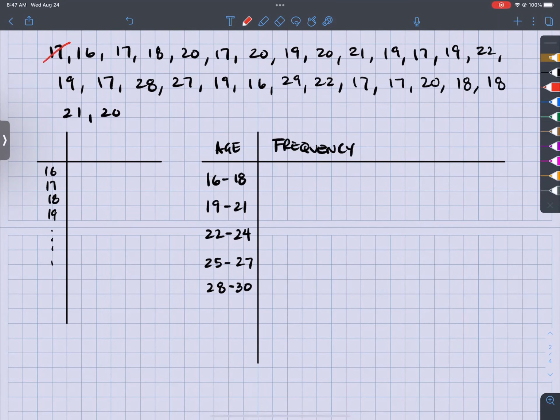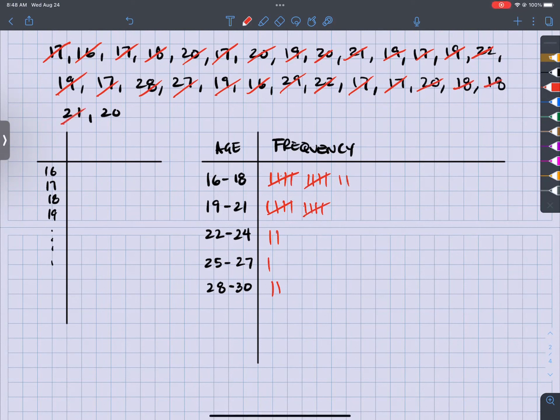So what I would do is say, okay, I got 17 here, I'm going to put a dash there. 16 here, put a dash there. 17 here, 18, 20, 17, 20, 19, 20, 21, 19, 17, 19, 22, 19, 17, 28, 27, 19, 16, 29, 22, 17, 17, 20, 18, 18, 21, and 22, 20, right?